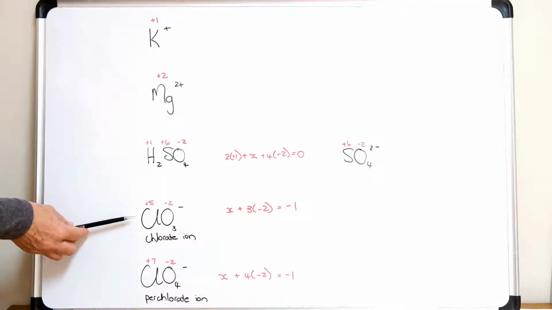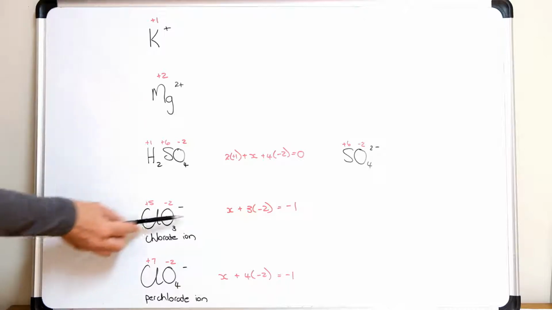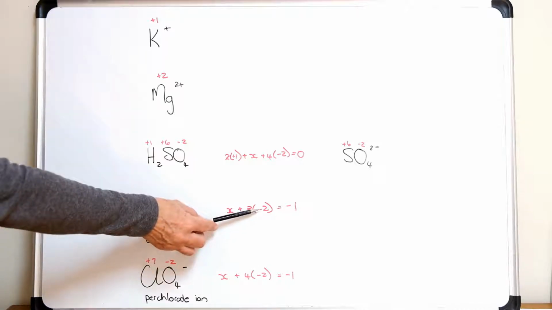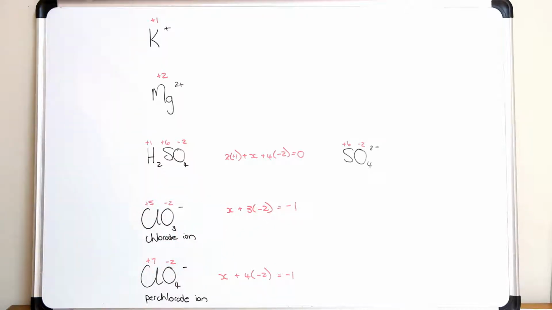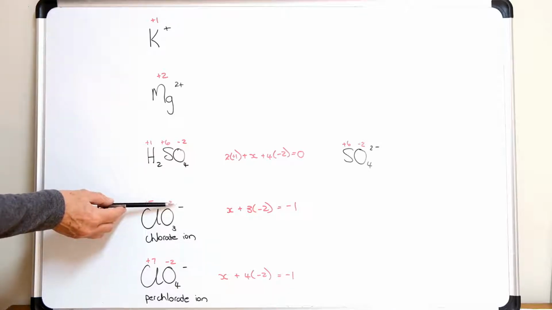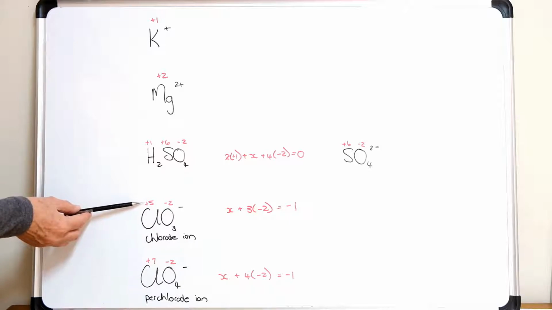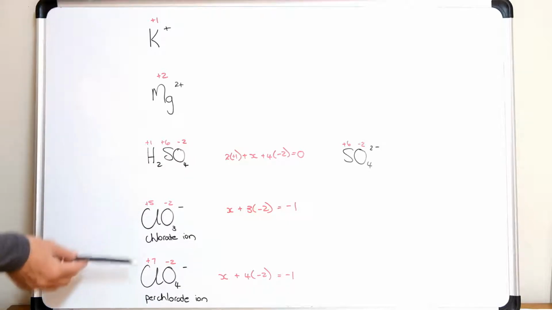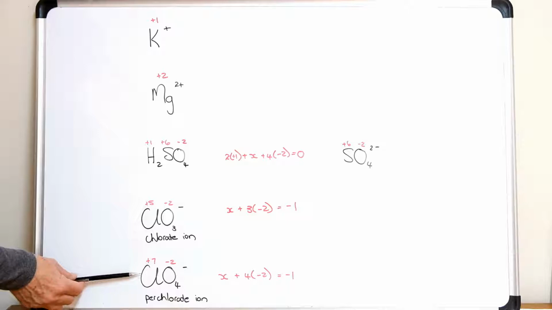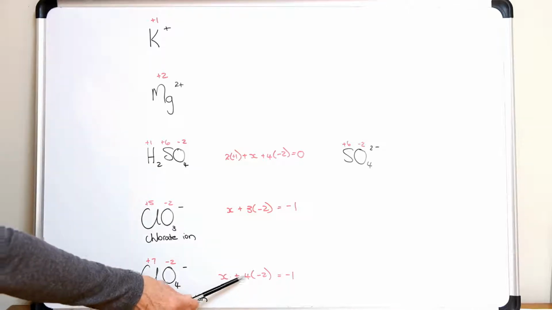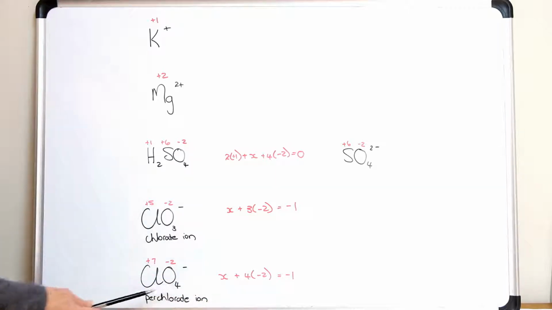In the chlorate ion, we will make the chlorine x for now. There are 3 oxygens, so it's 3 times negative 2. The total charge is negative 1 because the ion has a charge of negative 1. If you solve x, you get chlorine's oxidation number to be positive 5. We do the same thing in the perchlorate ion, except there's an extra oxygen atom, so that is why it is 4 times negative 2. Solve x, and you get chlorine's oxidation number to be positive 7.